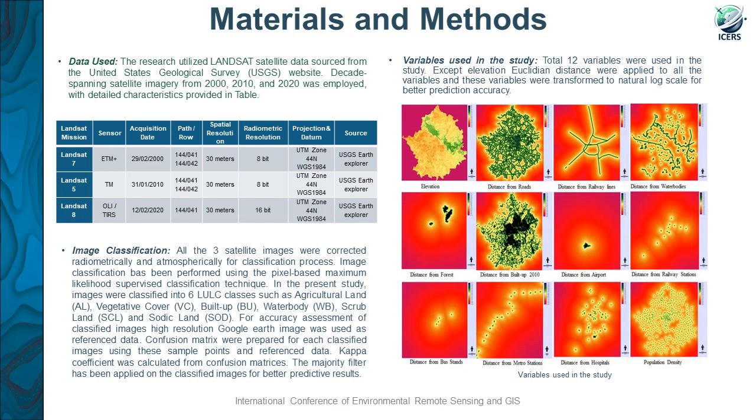I have used 12 variables in this study. They are elevation, distance from road, distance from railway line, distance from water bodies, distance from forest, distance from built-up 2010, distance from airport, distance from railway station, distance from bus stands, distance from metro stations, distance from hospitals, and population density. Except elevation, Euclidean distances were calculated for all the variables. And all the variables were transformed into natural log scale for better predictive accuracy.